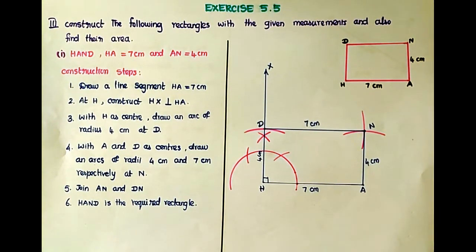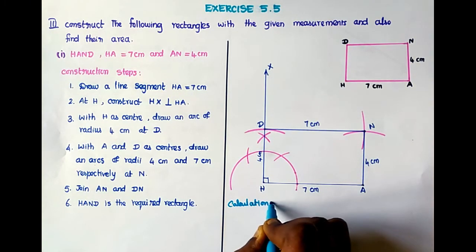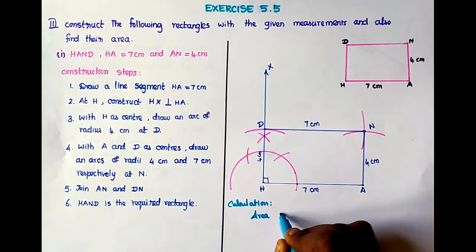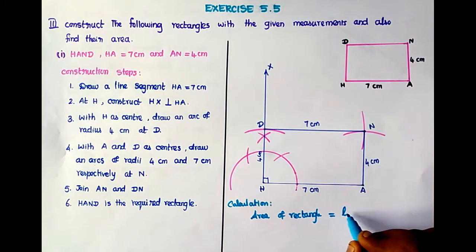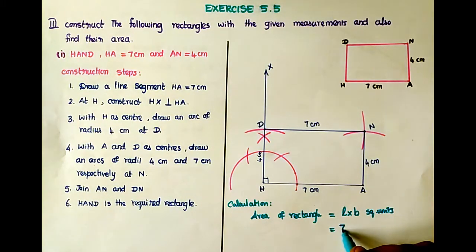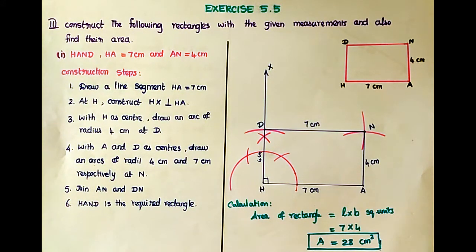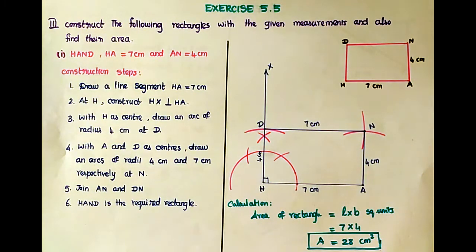Now we have to find out the area. What is the formula? Calculation: area of rectangle equal to L into B square units. What is L here? 7 into 4, that is 28 centimeter square. That is the area. So construction, rough diagram, fair diagram and calculation, that is the answer.